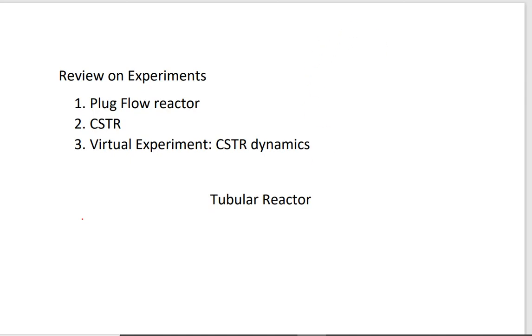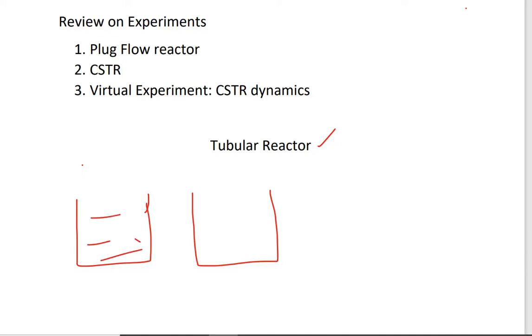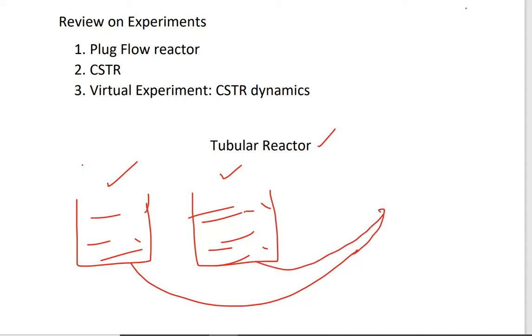Okay, so let me start with the tubular reactor. First of all, what you did, you prepared a solution of NaOH and ethyl acetate, right? You put this in the feed tank. Whatever the concentration of NaOH and whatever the concentration of ethyl acetate, you pump this and it mixes at the entrance of the reactor. If it's tubular, this goes to the tube.